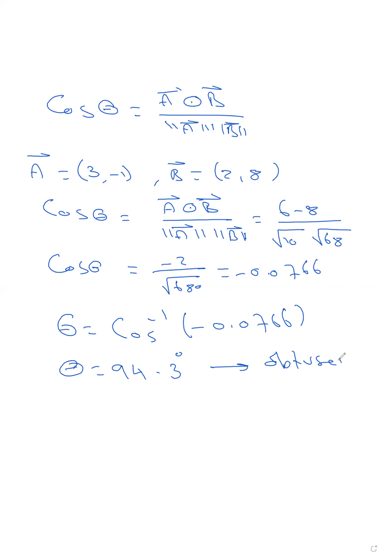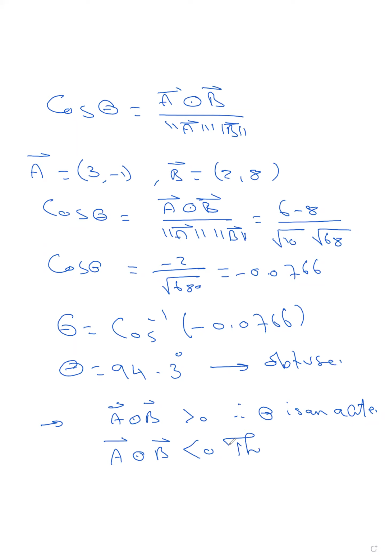And we learned here that if A dot B is positive, then theta is acute. If A dot B is negative, since what is under the norm must be positive, the numerator is what controls positive or negative. So A dot B is less than 0, then theta is obtuse. Okay.